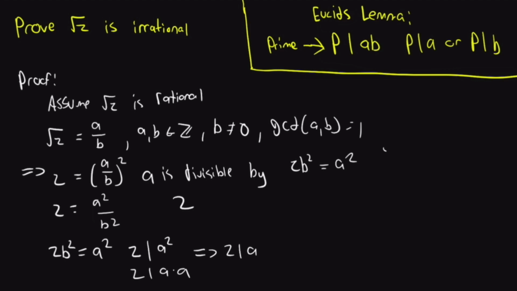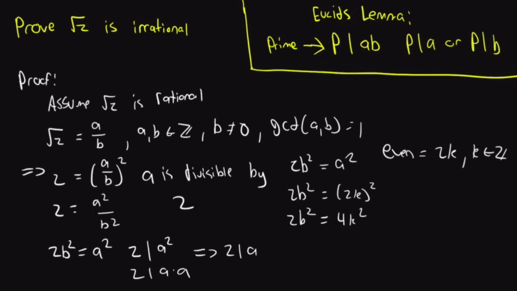Using this, we can rewrite again 2B squared is equal to A squared. You should know that an even number is equal to 2 times k, where k is an integer. So we could replace A with 2k. So we have 2B squared is equal to (2k) squared, and when we expand the brackets, we're left with 2B squared is equal to 4k squared. Next, just divide both sides by 2. We have B squared is equal to 2k squared. Now the right-hand side is an even number, which means this side is also an even number. And using similar logic to Euclid's lemma, we know that B is divisible by 2.